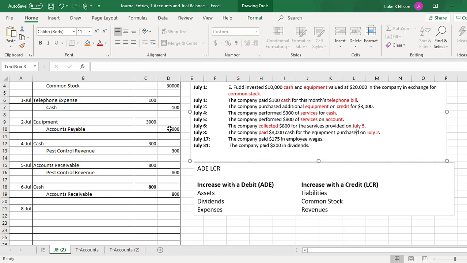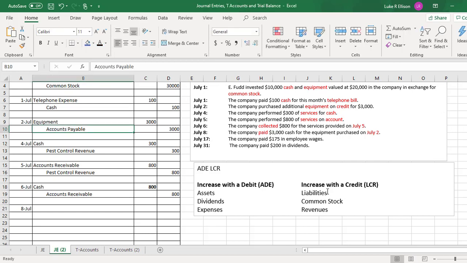We had accounts payable for $3,000, but now since we're paying off the accounts payable, we want to get that off of our books. And if we remember, accounts payable is going to be a liability, which increases with a credit, and therefore if we want to decrease it, get it off of our books since we're paying it off, that's going to have to be a debit to accounts payable. So we'll put accounts payable here for $3,000.